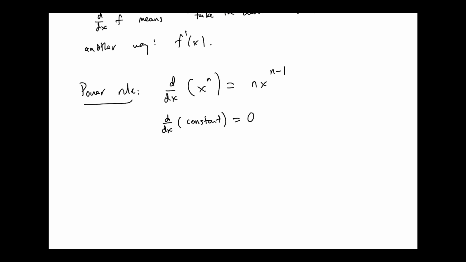Now what's another way that we could see why that's true? What does the graph of a constant function look like? It's a horizontal straight line. Well, what's the slope of that thing? 0, which is what the derivative is, right?